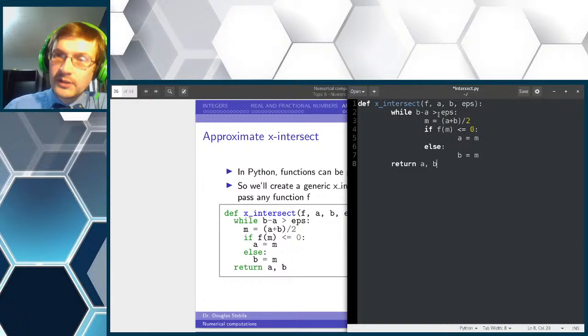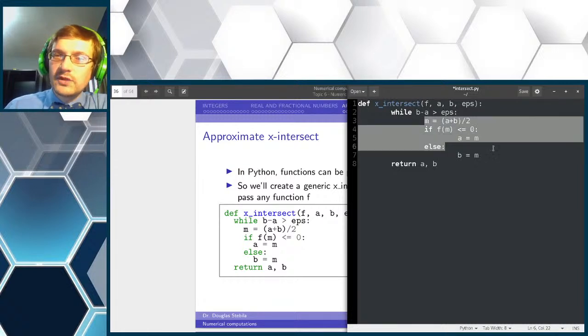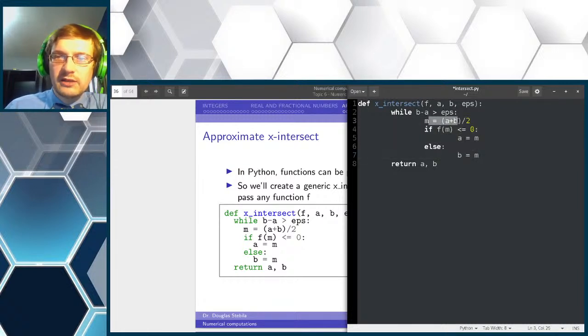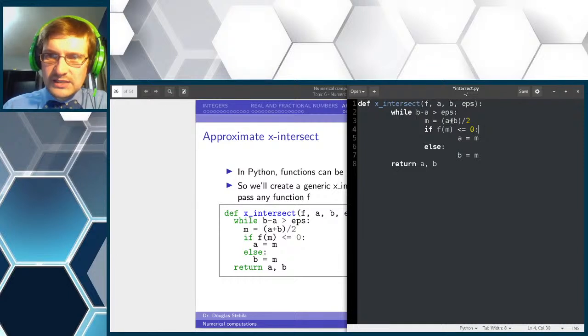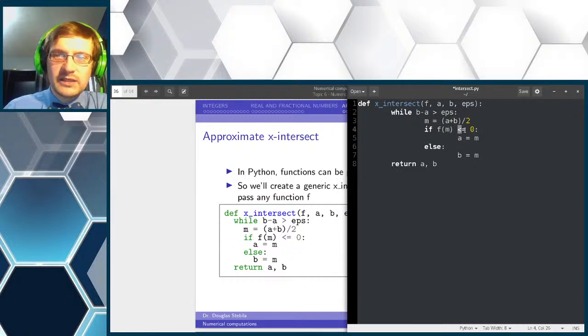It doesn't really matter. So, for each iteration of the loop, we calculate m, the midpoint, as being the average, the value that's in between a and b. It's a plus b divided by 2. If f at m is less than or equal to 0, then we set a equal to m. Otherwise, we set b equal to m. And then we go back to the beginning of the loop and continue to execute it.